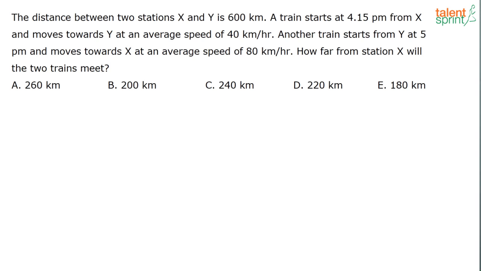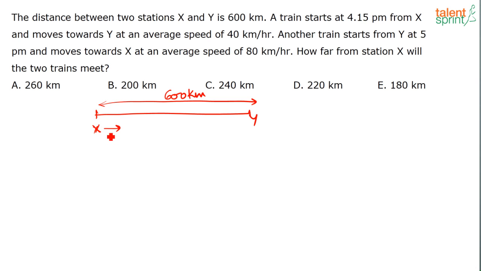So what is given in the question, let me just write down the information by the time you answer me. There are two stations, X and Y, correct? The distance between the two stations is 600 kilometers. There is a train, let us assume that it is train X, okay? Train X starts from this point at 4:15 p.m. There is another train which starts from Y at 5 p.m. Now the speed of this train is 40 kilometers per hour, and the speed of this train is 80 kilometers per hour. Correct? How far from station X will both the trains meet?